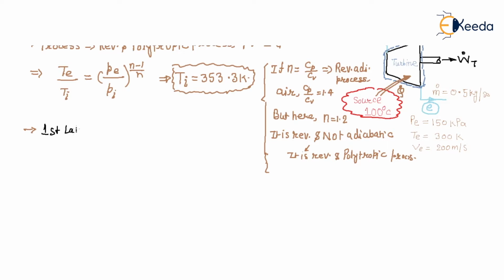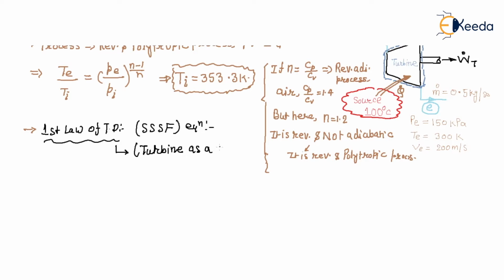First law of thermodynamics. See, this is an open system and steady flow. That means the mass that goes in is the same mass that goes out of the system. So apply the steady state steady flow equation. I would take the turbine as a control volume.